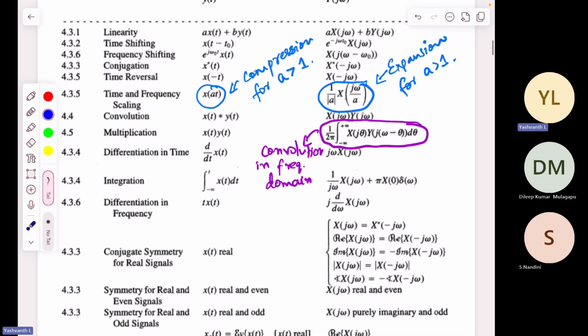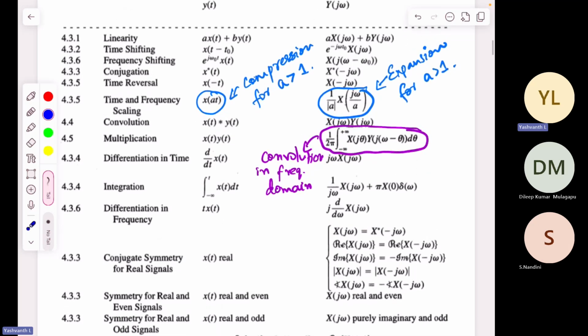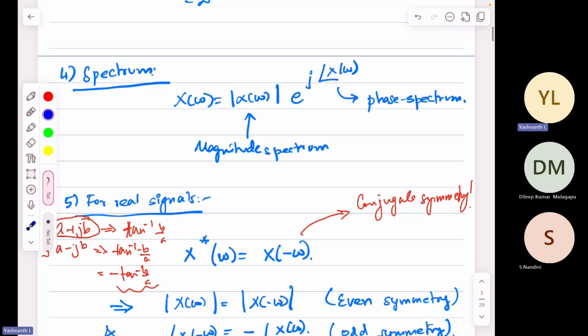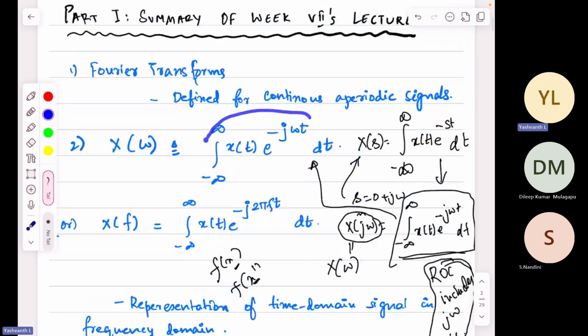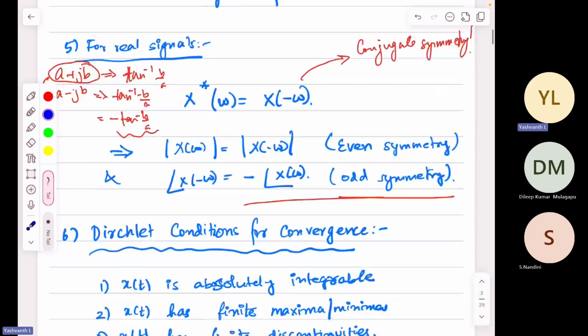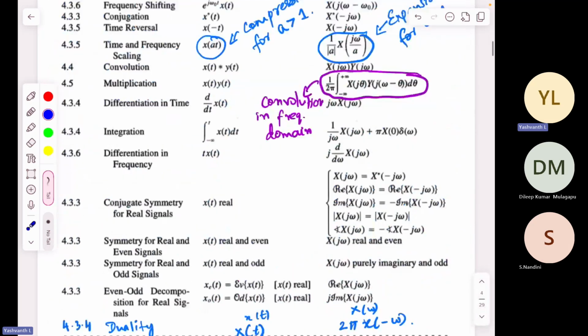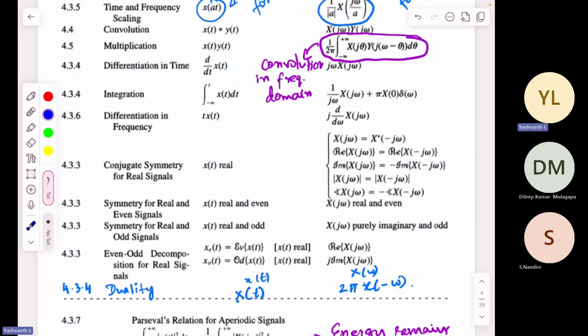transforms. The duality property is very, very useful, for the reason that if x of t is very difficult, it's not very easy to compute this integral. You might not be able to find the value of the integration. But using these properties of the Fourier transform, we can relate one signal to another signal and easily derive the Fourier transform using the properties. Okay. I'll tell what duality is also.